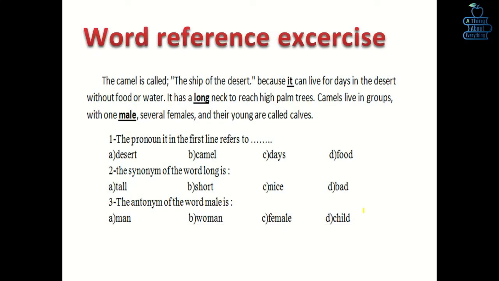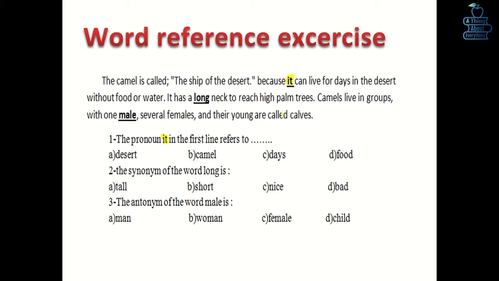Now we can do another exercise for word reference. Now we have this small piece of text and we have some questions about reference words. The reference word could be a pronoun or could be another word. So let's read the first question. The pronoun "it" in the first line refers to... they mean this "it," okay? Nice. "It" refers to desert, camel, days, or food.